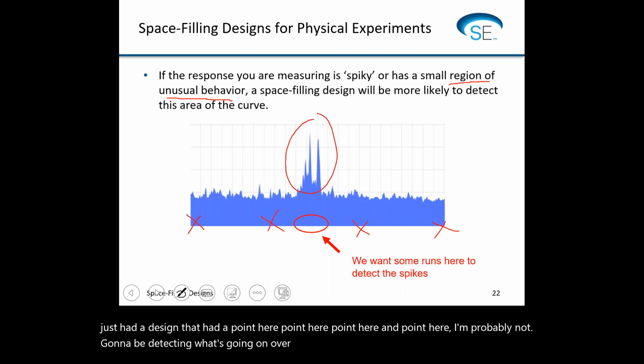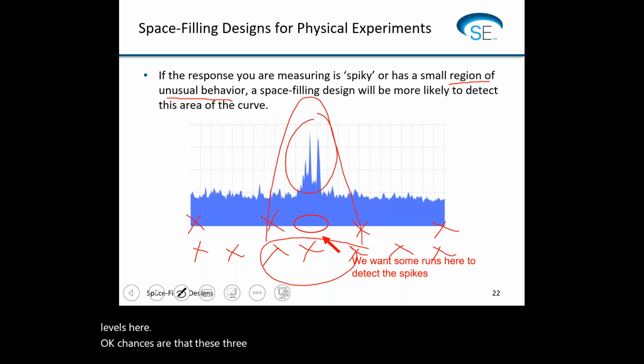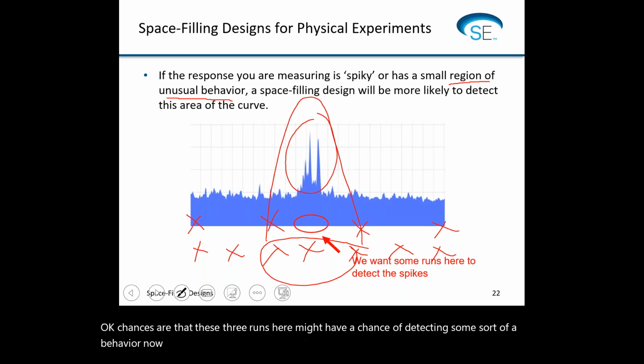But if I had a design that had 7 unique levels here, okay, chances are that these 3 runs here might have a chance of detecting some sort of behavior. Now, of course, it's not guaranteed, but it does increase your chances of detecting that.